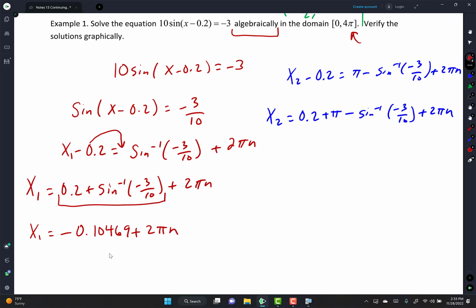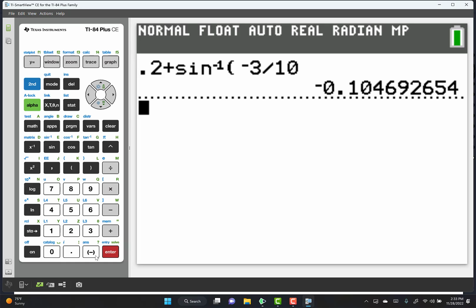I'm going to go to x2, and I'm going to see what this number is. 0.2 plus pi minus arc sine of negative 3 over 10.